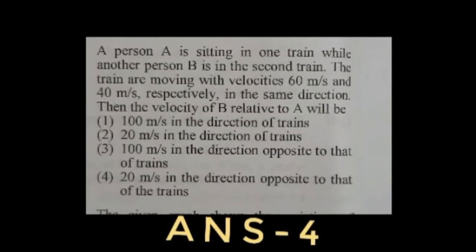A person is sitting in one train while another person is sitting in a second train. The trains are moving with velocities 60 meters per second and 40 meters per second respectively in the same direction. Then the velocity of B relative to A will be? Velocity of B relative to A is asked. I again repeat, please note down the questions in a notebook, pause it, or else download it offline.